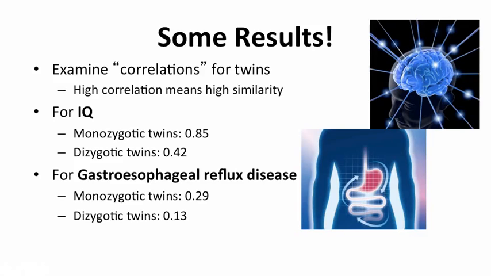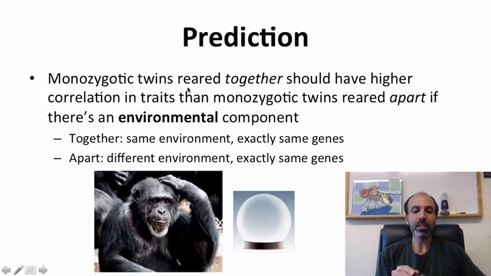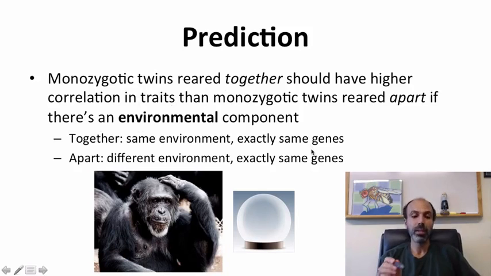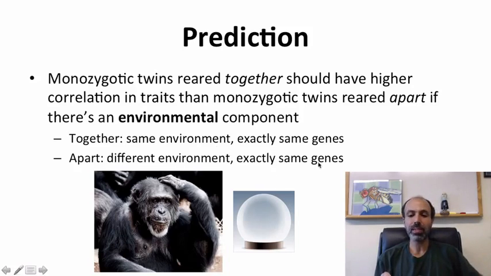Now, since this didn't prove the absence of an environmental component, how do we look at that? Well, what we can do there is keep the genetic relations constant but vary the environment. What you do is you look at monozygotic twins reared together versus monozygotic twins that were reared apart. And your prediction is that monozygotic twins reared together should have a higher correlation in these traits than monozygotic twins reared apart if there's an environmental component. The reason is those monozygotic twins reared together have exactly the same genes and the same, or very, very, very similar, environment. Whereas monozygotic twins reared apart have exactly the same genes, but somewhat of a different environment.